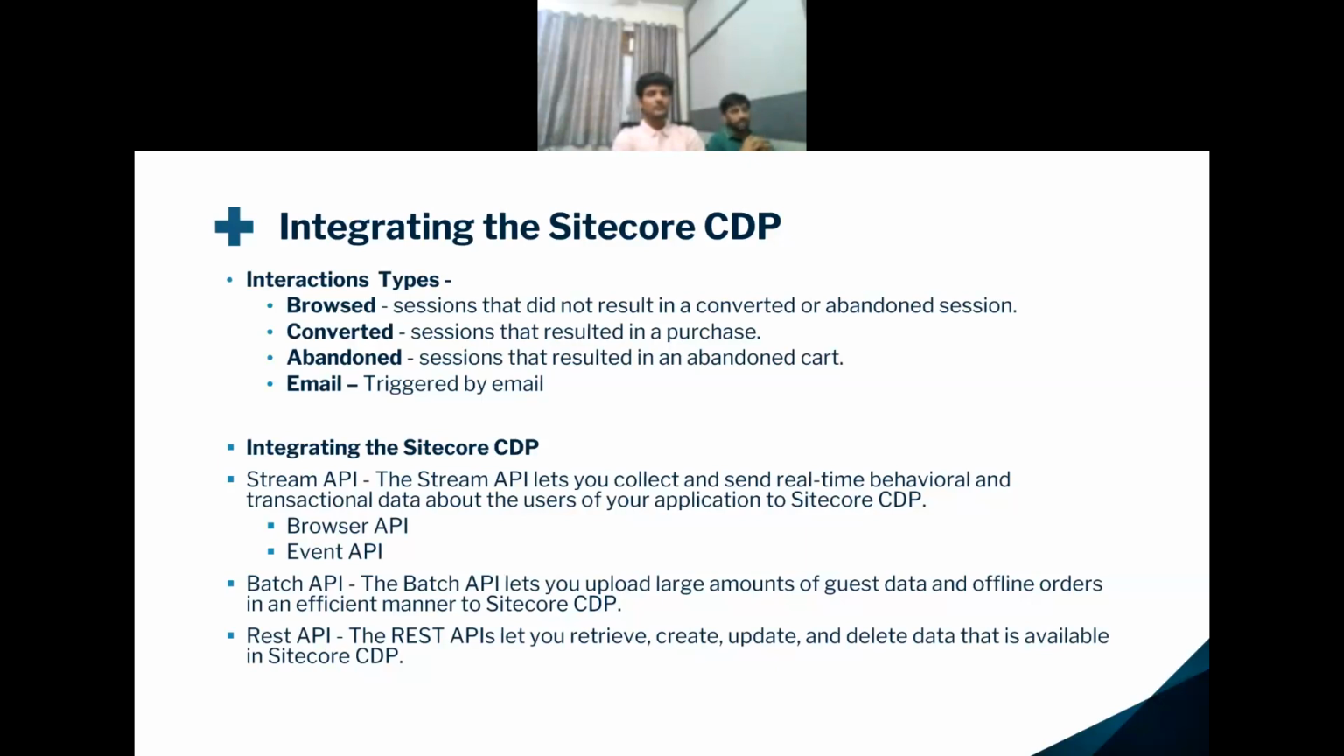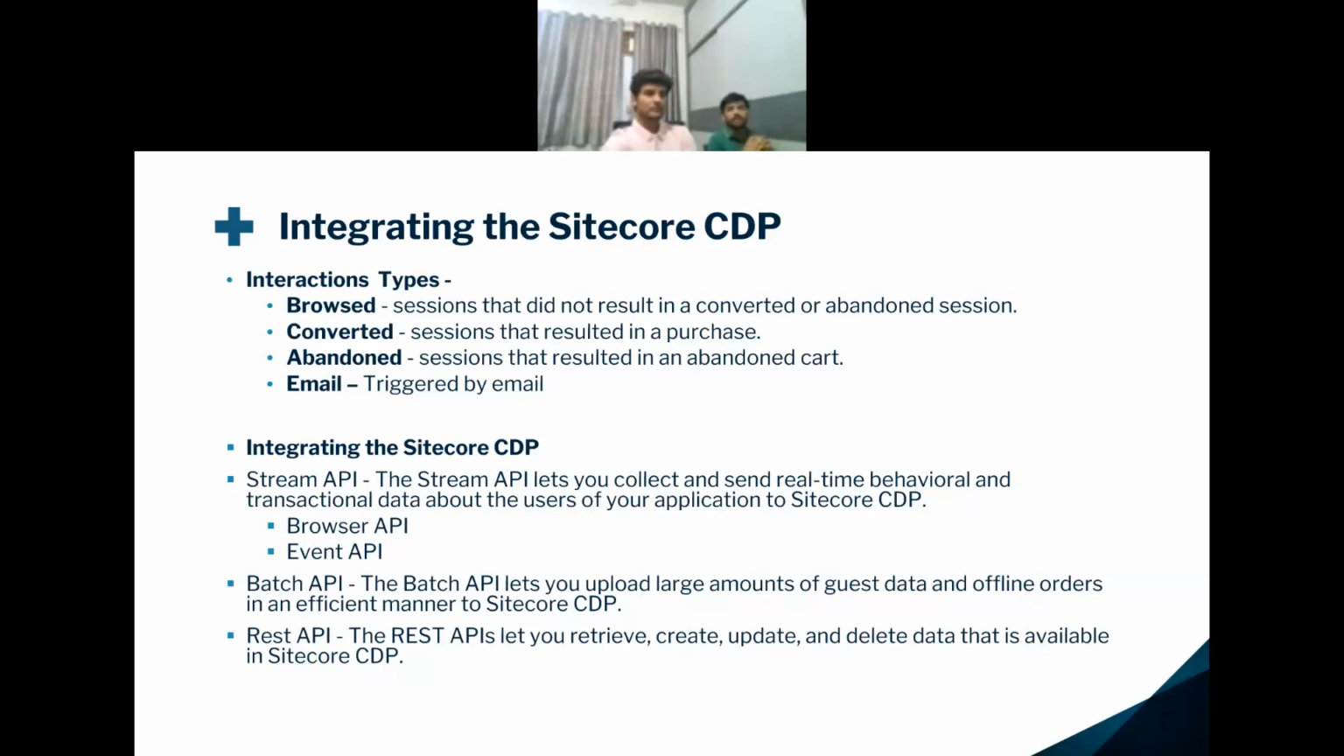Now the next thing is Batch API. Batch API lets you upload a large amount of guest data and offline orders in an efficient manner. Its work is to upload your large amount of data, and I think it works with JSON and Parquet file formats. Next is REST API, the third API. The REST API lets you retrieve, create, update, and delete data that is available in our Sitecore CDP.